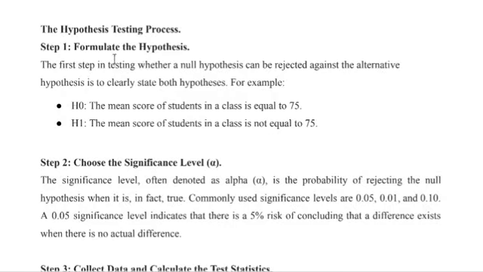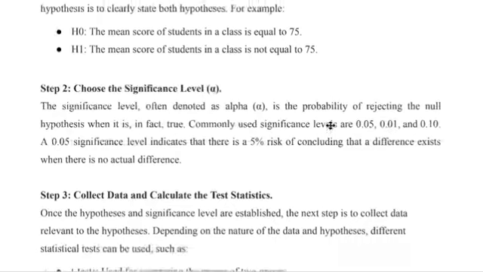Step 1. Formulate the hypothesis. The first step in testing whether a null hypothesis can be rejected against the alternative hypothesis is to clearly state both hypotheses. For example, H0, the mean score of students in a class is equal to 75. H1, the mean score of students in a class is not equal to 75.